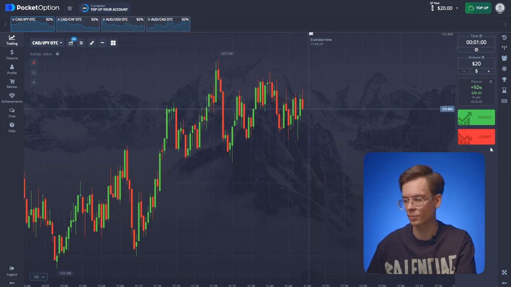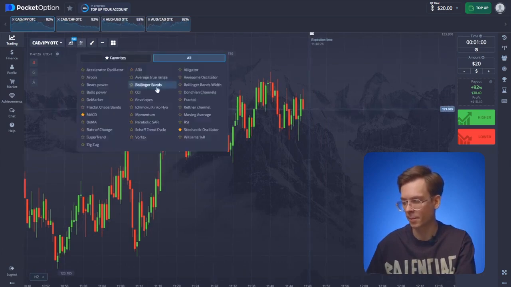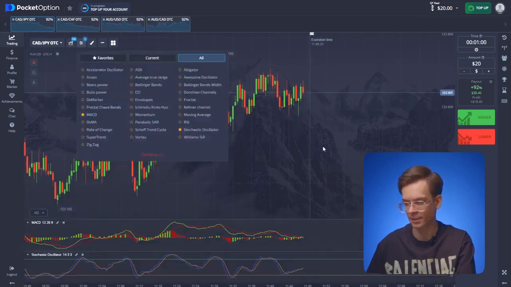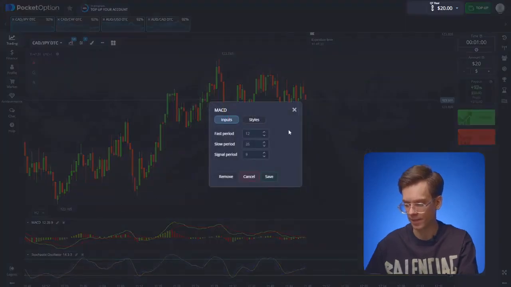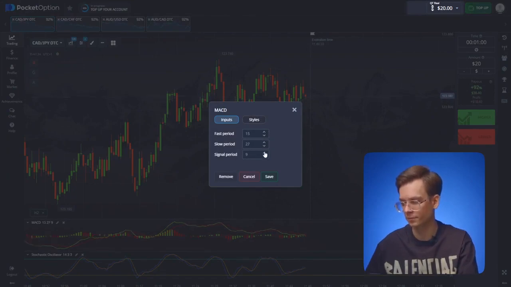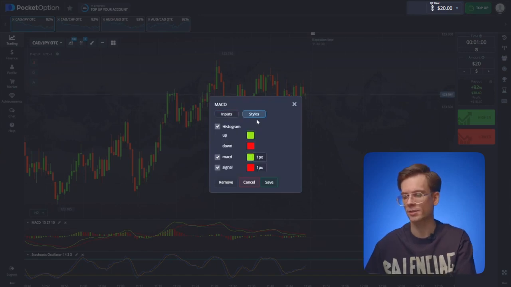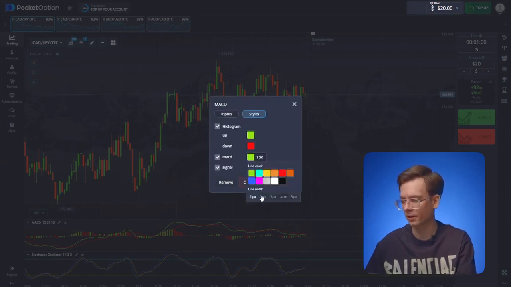Now let's move on to the first pair and add the indicators MACD and stochastic. Awesome. This is a combination of top quality indicators. Why? I'll explain that in detail towards the end of the session once you've seen them in action. Now for the MACD, let's set the fast period to 15, slow period 27, signal period 10. And we'll tweak the styles to make the lines thicker and each indicator a different color for better visibility.